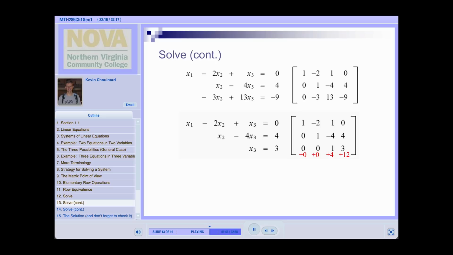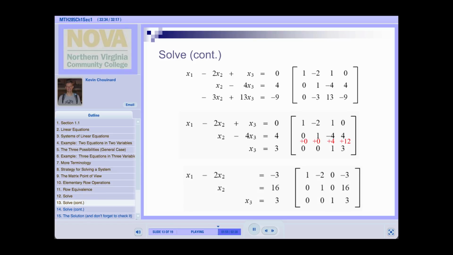Okay. For starters, we could take 0, 0, 4, 12, move that up, and add it to the second row. When we do that, we get a new second row. That new second row is going to be 0, 1, 0, 16. And you can see, if you look at this in algebraic form, that the second equation and the third equation are done.